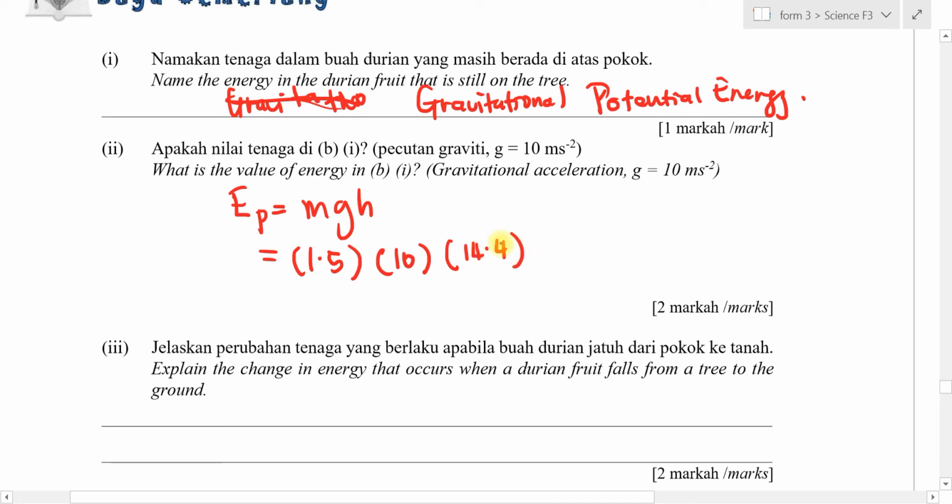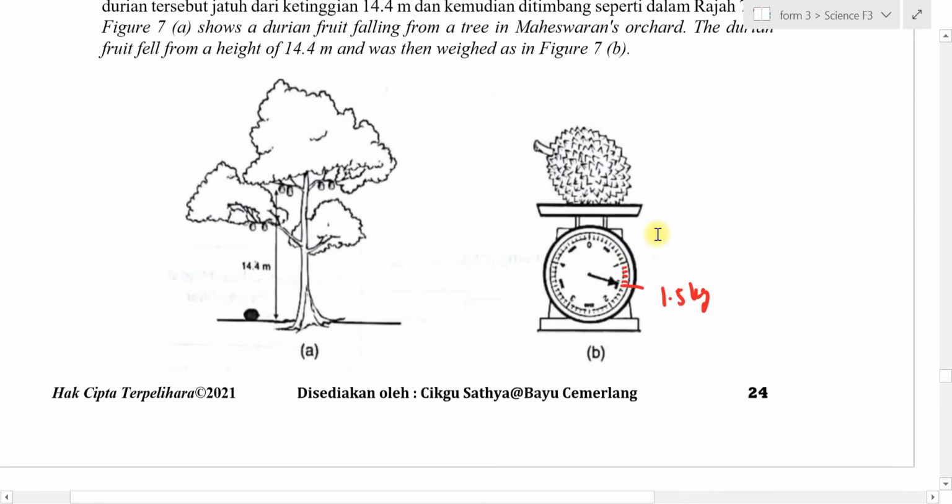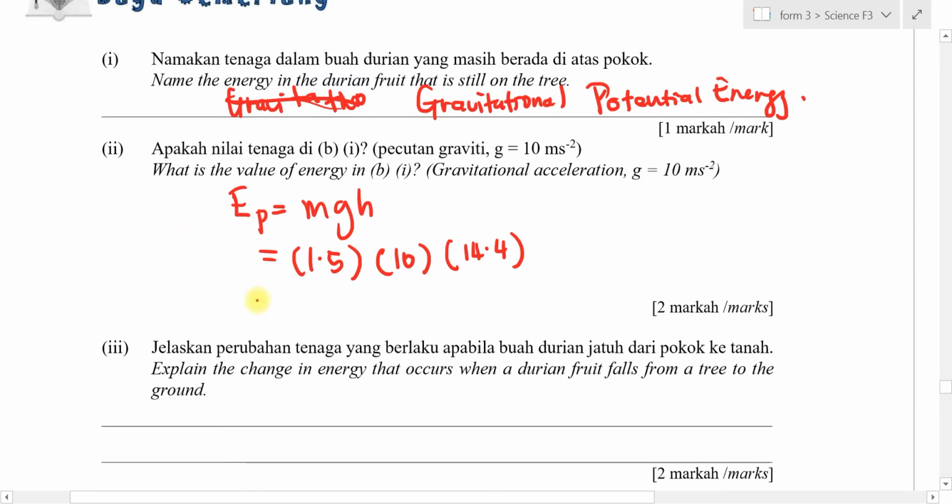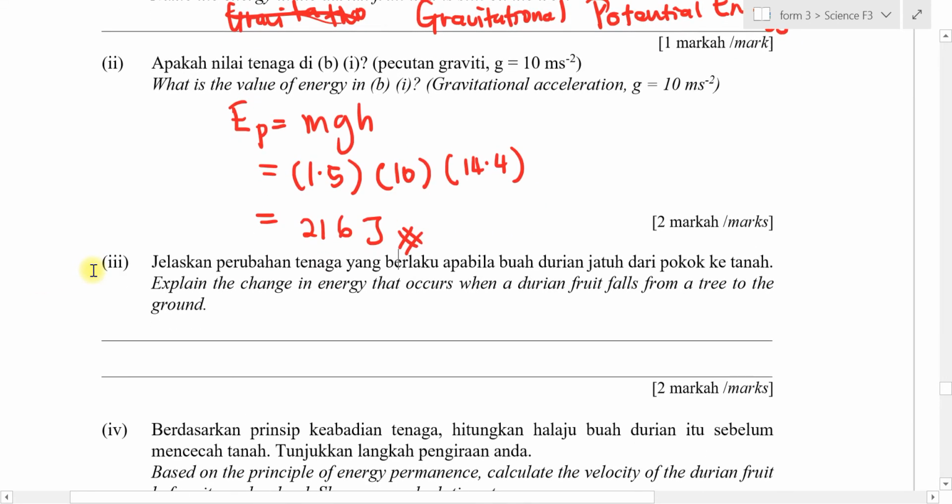Make sure everything is in SI unit. Remember for distance, meter is the SI unit, not kilometer. Okay. Don't make a mistake. And the mass was 1.5 kg. Okay, good. Now let's calculate this. 1.5 times 10 times 14.4. So I'm getting 216 joule. 216 joule. Next question.